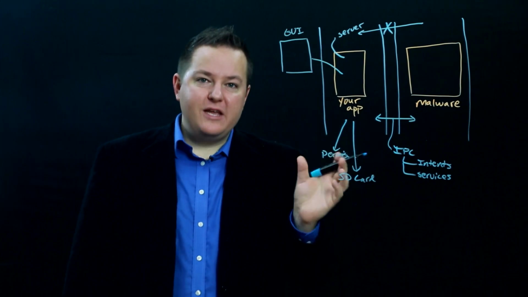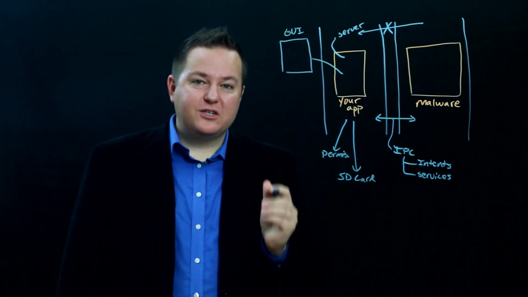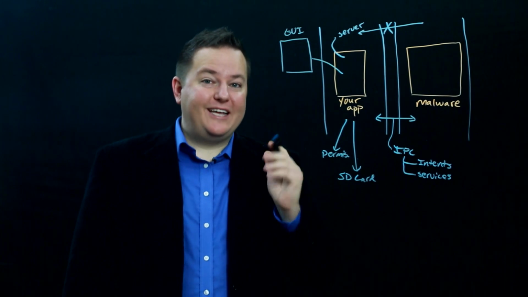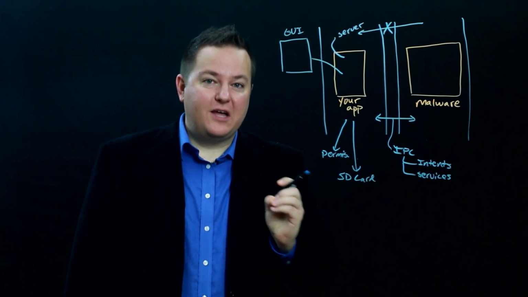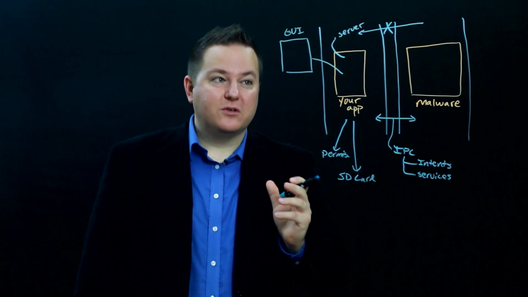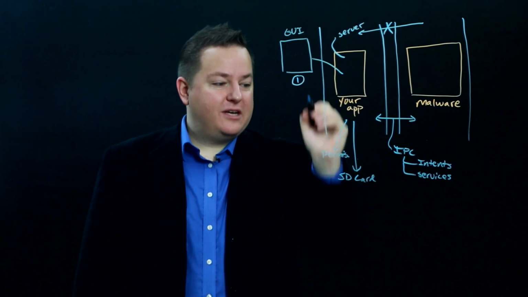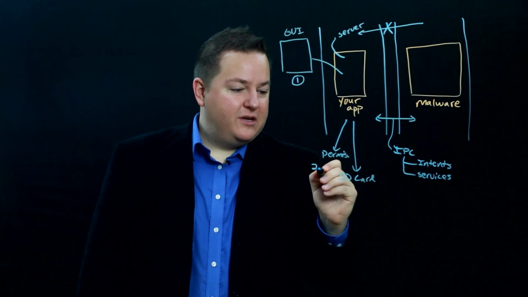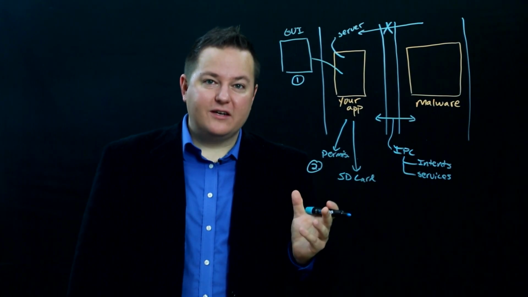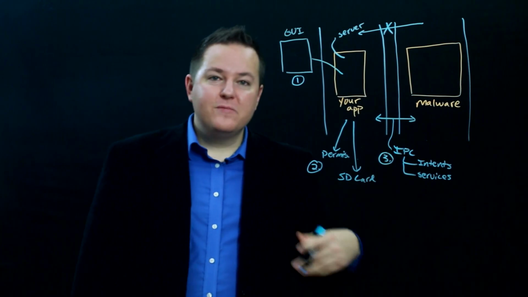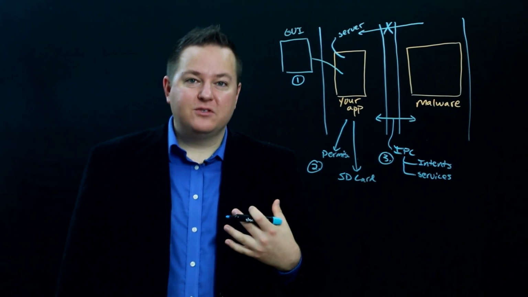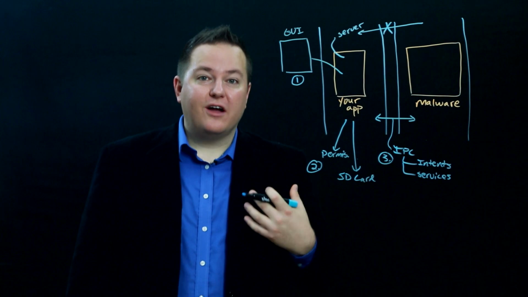So these are three really important areas that we have to understand: what Android protects us against and what it doesn't protect us against, and what we as developers have to do to make sure that we write more secure apps. We want to make sure we protect our GUIs. We want to make sure we protect the things that we store in terms of state on the disk. And we want to make sure that we protect our interactions with other apps through inter-process communication or other mechanisms.